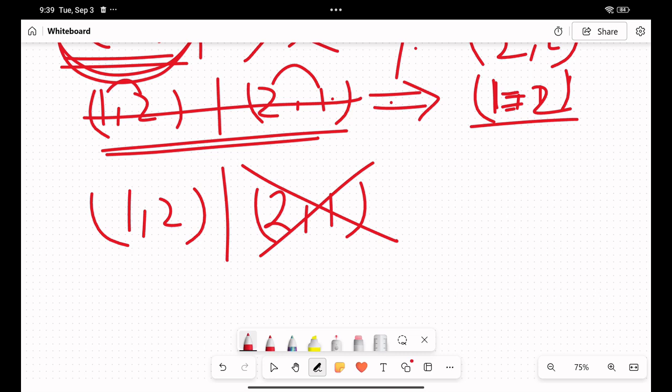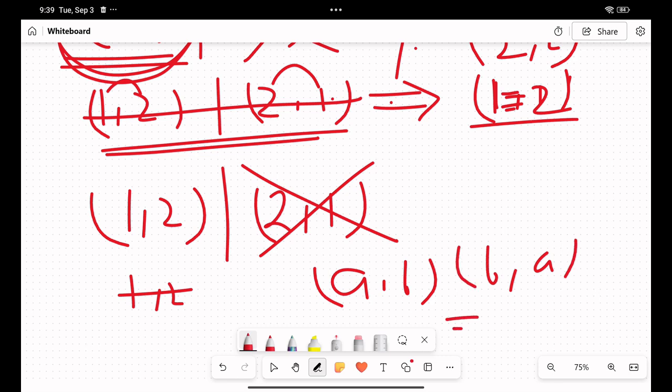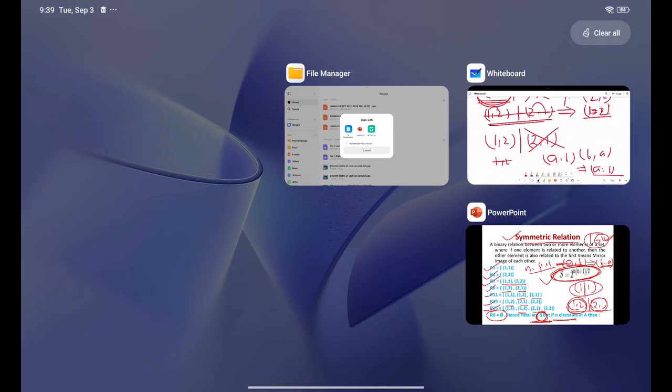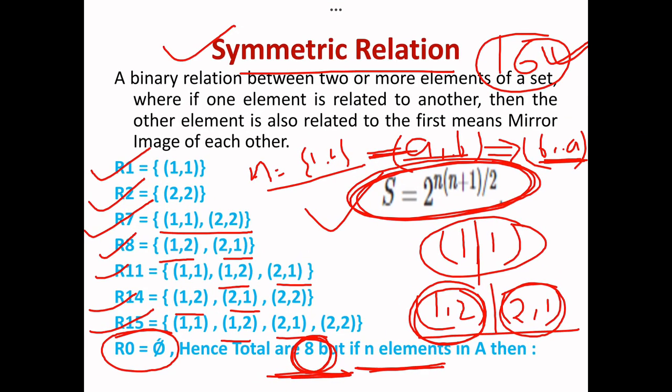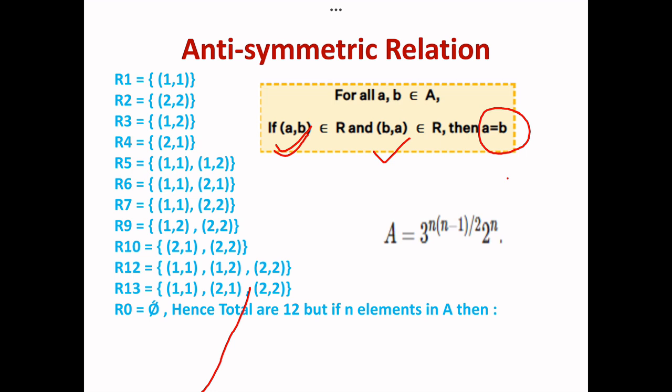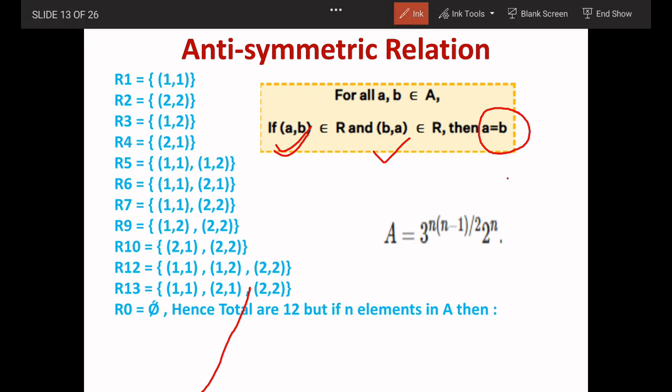If A, B and B, A is there, it implies that A and B both are same. The meaning of this: 1, 1 should be there, and I think that you understand. If you are not able to understand, this example will clear your topic. So antisymmetric, what I told you, antisymmetric.